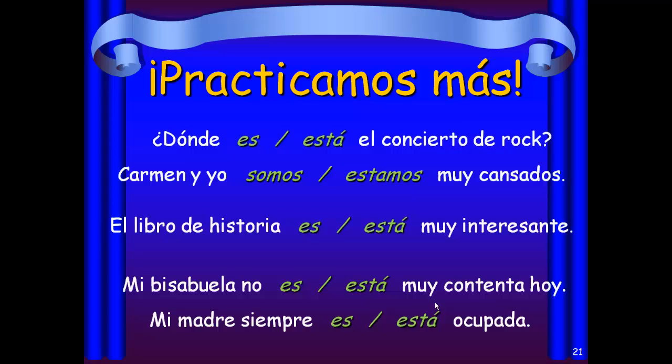Before I show you these answers, let me point out the keys. The key to the first sentence is concert. For number 2, cansados, tired. The third one is interesante, interesting. Contenta, happy. And ocupada, busy. Think you got it?